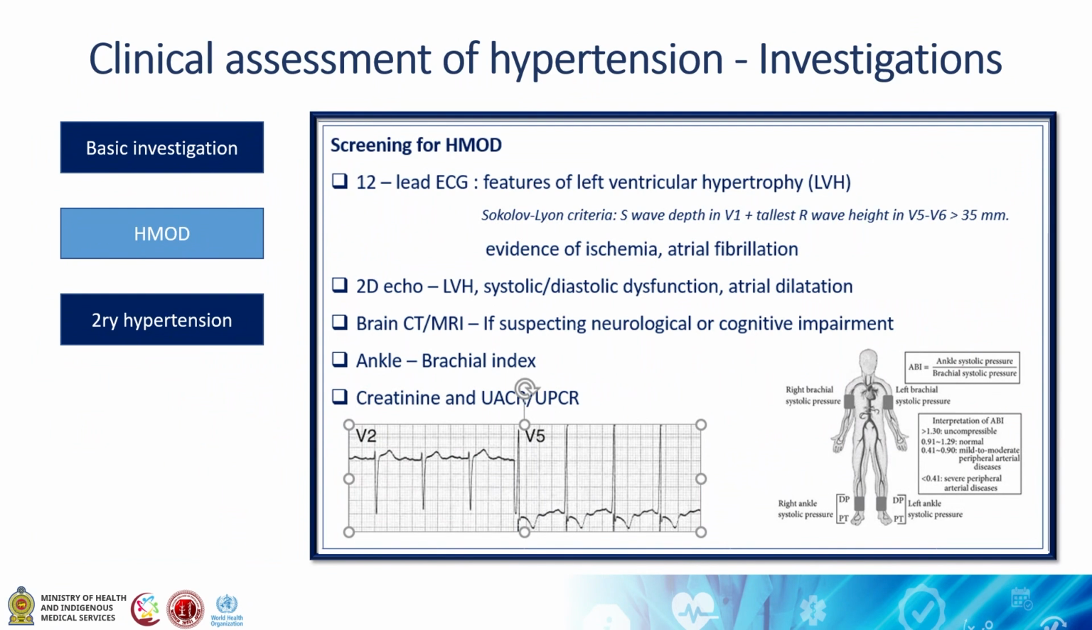Investigations for screening for hypertension mediated organ damage. 12 lead ECG, 2D echo, brain CT or MRI, ankle brachial index, urine albumin creatinine ratio or urine protein creatinine ratio. The suggestive findings are depicted in this slide.